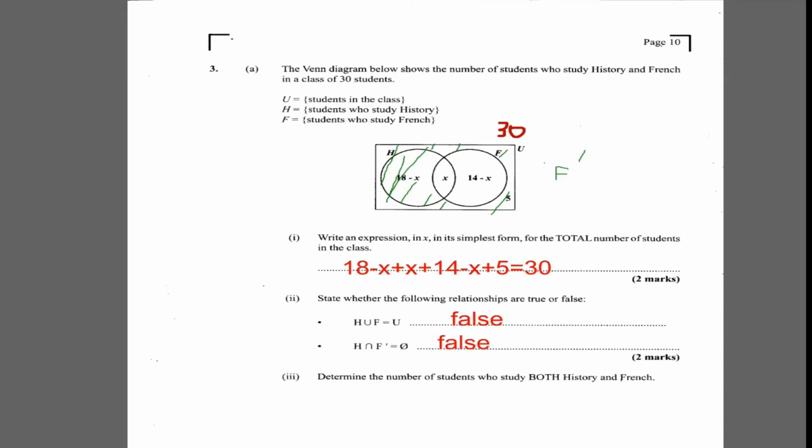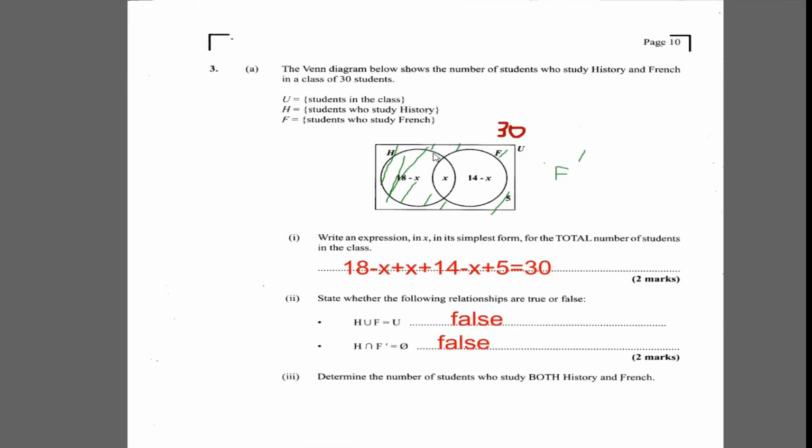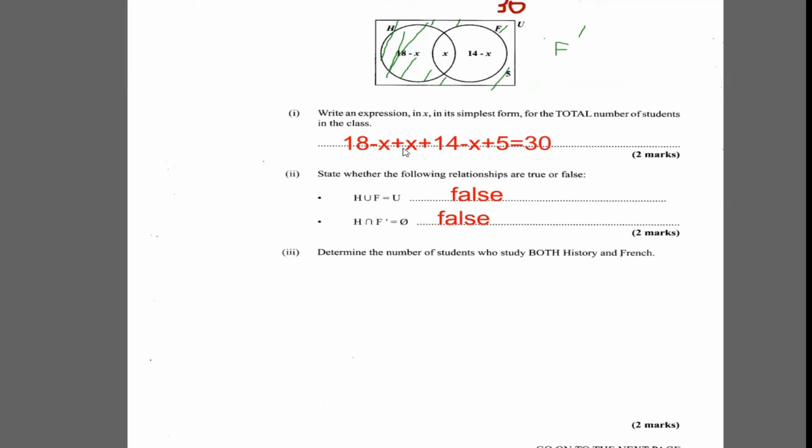Nice and easy. Now this part of the question says determine the number of students who study both history and French. So this is where we're going to have to use the equation up here. Remember we said that 18 minus x plus 14 minus x plus 5 is 30.